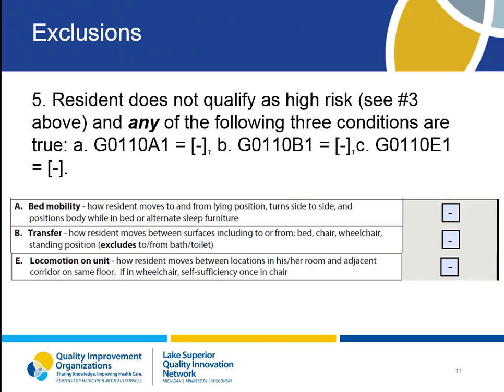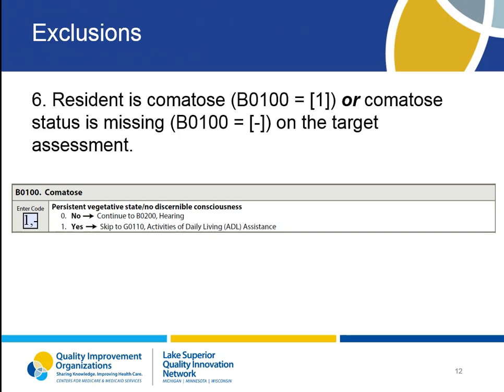The fifth exclusion is that the resident does not qualify as high risk, and any of the following 3 conditions are true. G0110A1, which is bed mobility, is coded as a dash because it wasn't assessed. G0110B1, which is transfer, is coded as a dash. And G0110E1, locomotion on unit, is coded as a dash. The sixth exclusion for this measure is that the resident is comatose. So B0100 would be coded as 1, or a dash, which means it was not assessed on the target assessment.